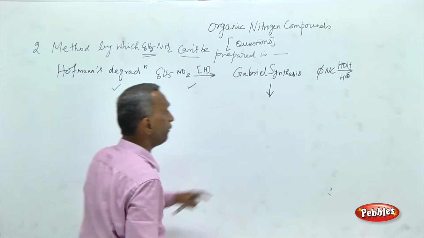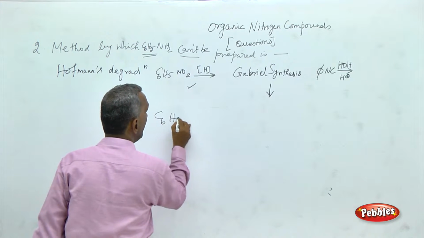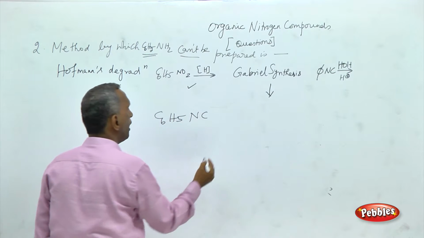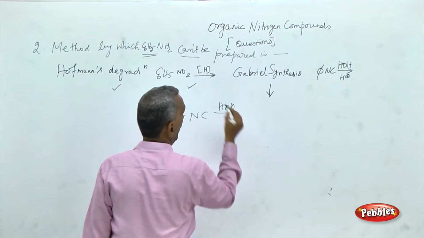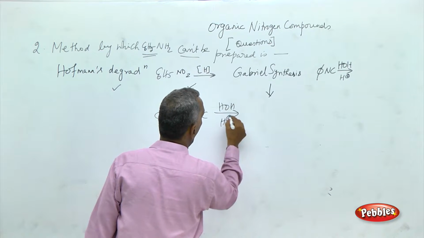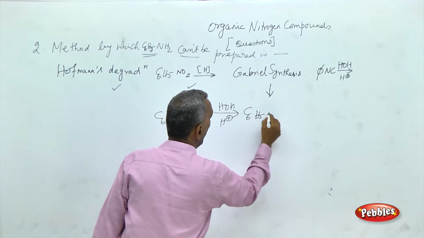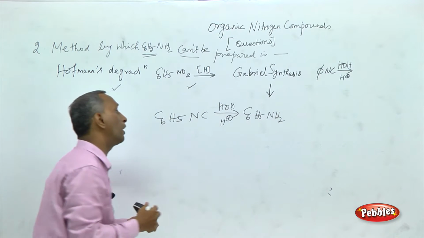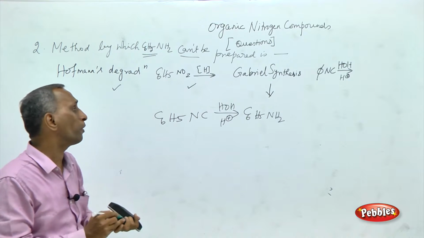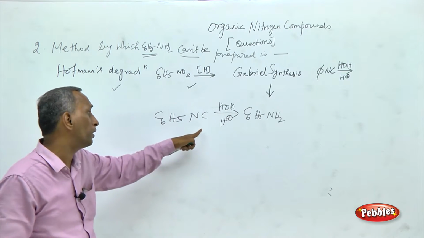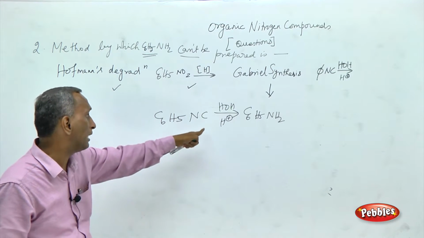The last one that we have studied is C6H5NC, that is phenyl isocyanide, which can be hydrolyzed to form phenylamine in the presence of acid. This is a general method. You can get C6H5NH2. Here there is a loss of carbon atom; the number of carbon atoms is reduced. That is possible. You can get amines with fewer carbon atoms than the starting material.